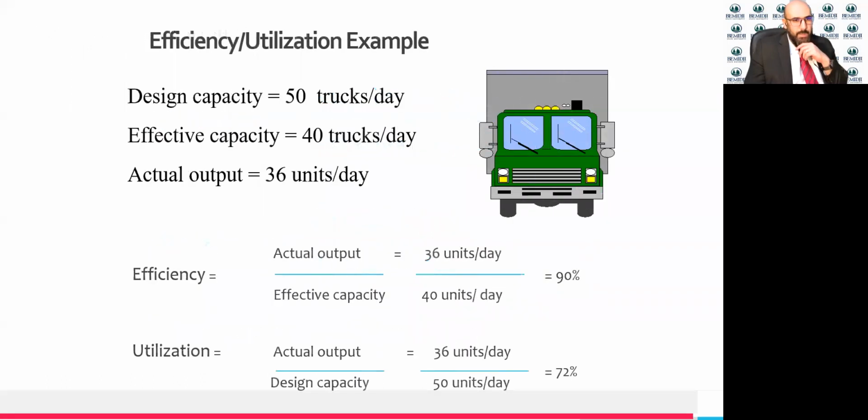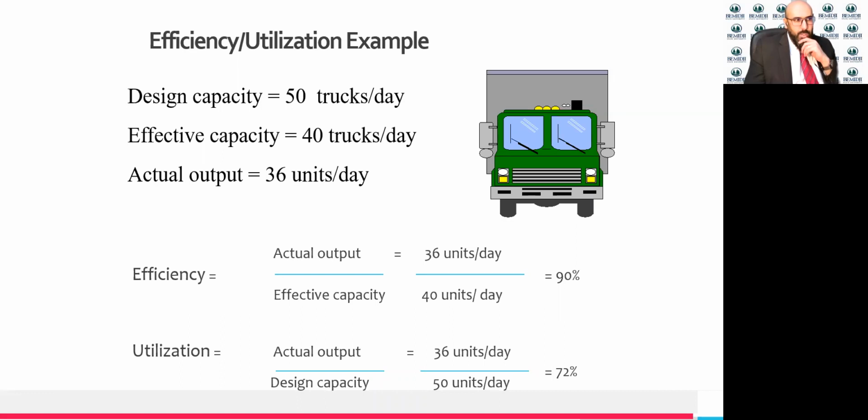Let's take a look at this example with a truck. The design capacity for this truck is 50 trucks per day. Effective capacity would be 40 trucks per day. Actual output is 36. So this is a facility that, based on the design, could do 50 trucks per day. Based on the effective capacity it would be 40 trucks per day, but the actual output is 36. So the efficiency would be the actual output 36 divided by the effective capacity of 40, that would be 90%. The utilization is actual output, which is 36, divided by the design capacity, which is 72%.